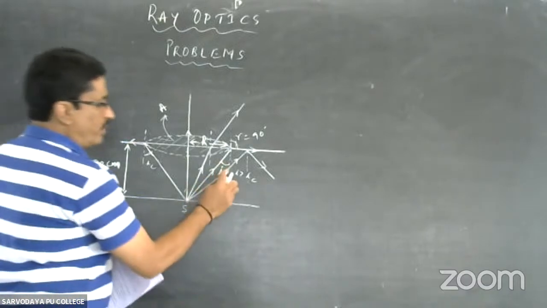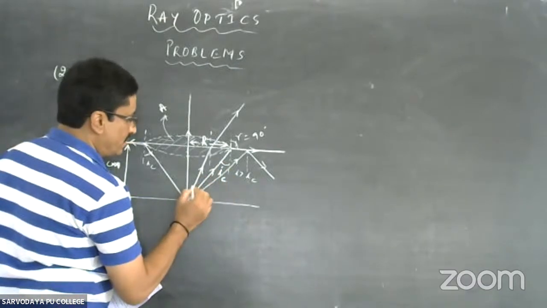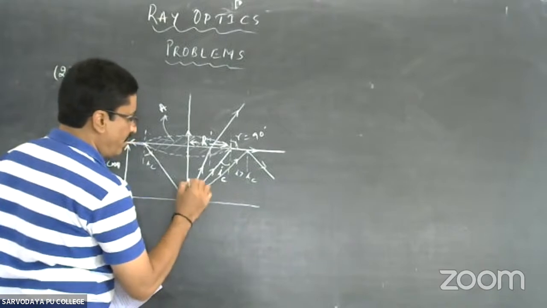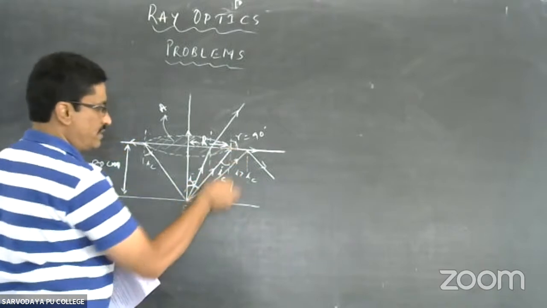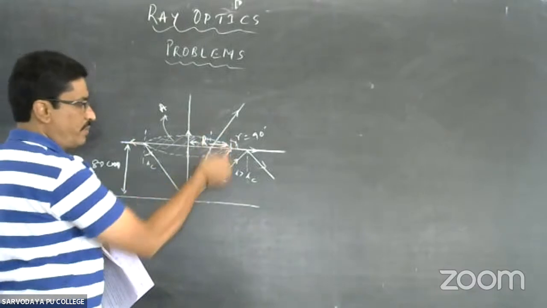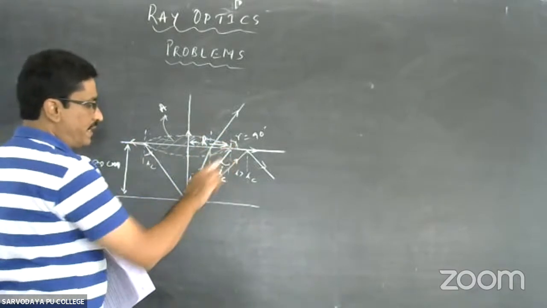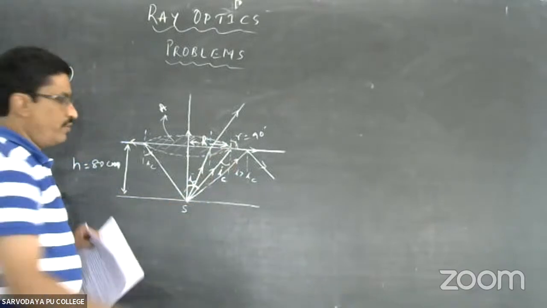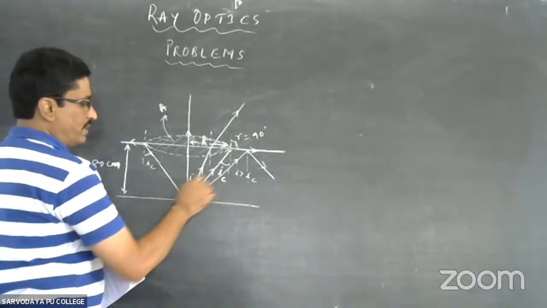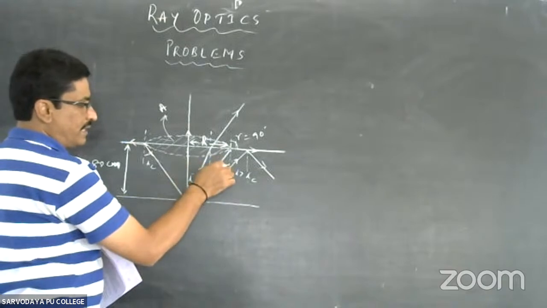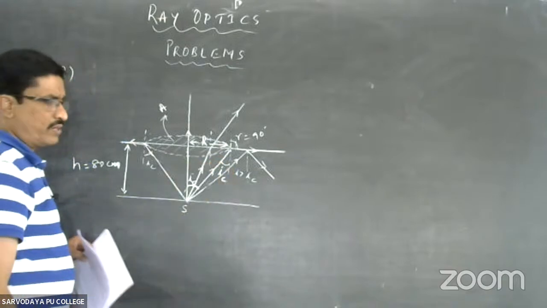Once this angle is IC, you should understand that this angle will also be equal to IC, because this is a perpendicular, and this is also a perpendicular to the surface. That means these two are parallel, and this acts like a transversal. Therefore, by alternate angles, this is the critical angle, and this angle is also the critical angle.